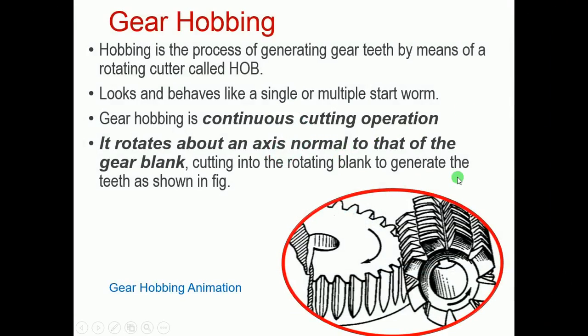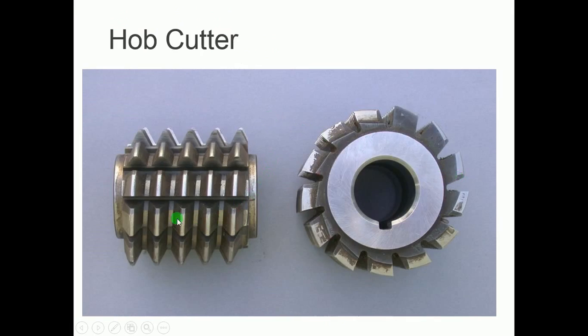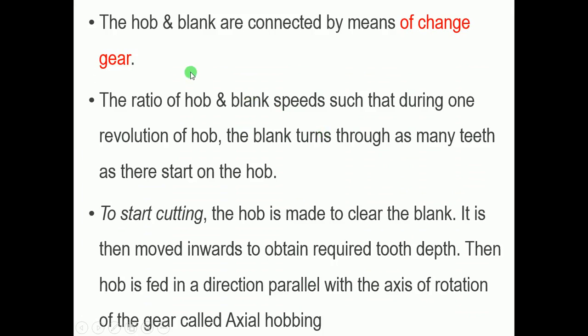Now, what is meant by the hob cutter? Here we show the hob cutter. Generally, this is a worm-type cutter having single or multiple starts. Each tooth has its rake and clearance angles. The hob and blank are connected by means of change gears. The ratio of hob and blank speeds is such that during one revolution of the hob, the blank turns through as many teeth as there are starts on the hob.